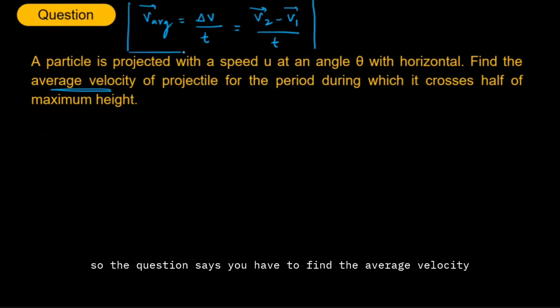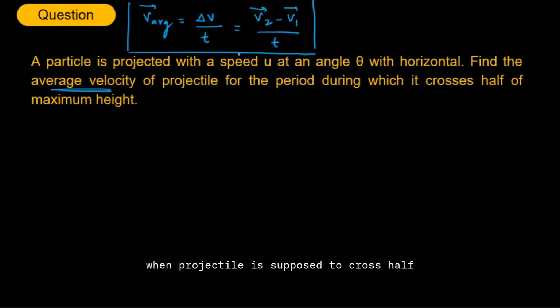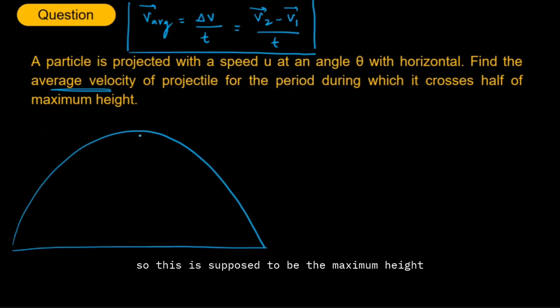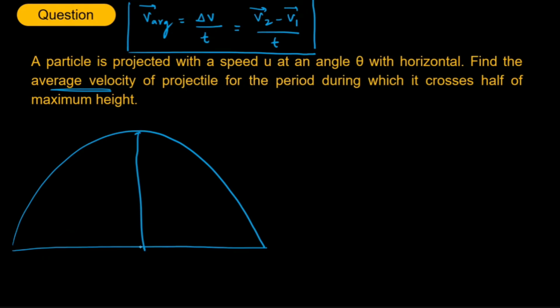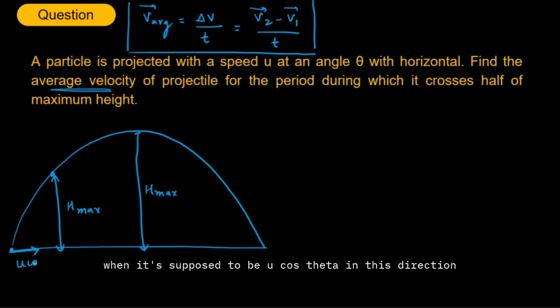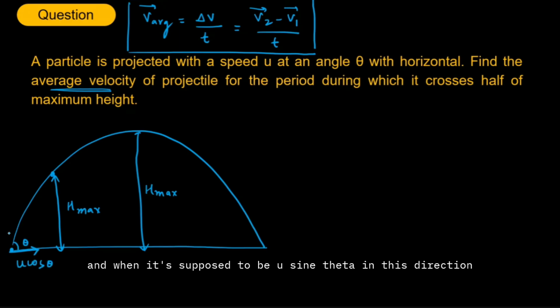So the question says you have to find the average velocity when the projectile crosses half of the maximum height. Let me assume that the projectile is thrown from the horizontal and it goes like that. So this is the maximum height. And the question asks what is the average velocity when the projectile has half of the maximum height. At this particular point, the projectile must have two velocities. One is u cos theta in this direction and one is u sin theta in this direction.